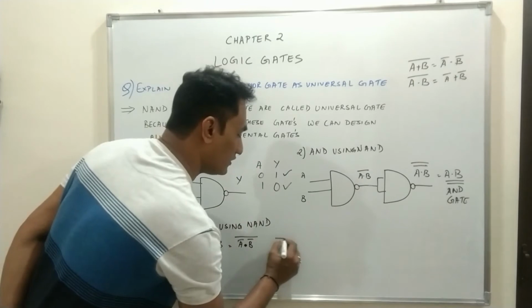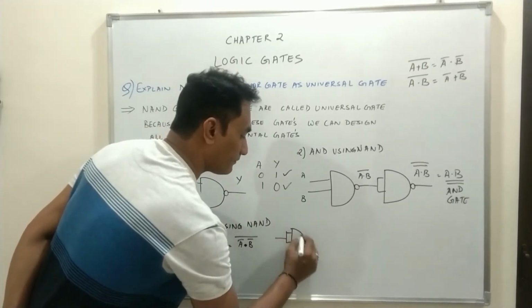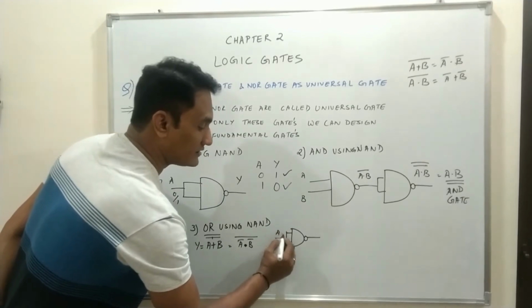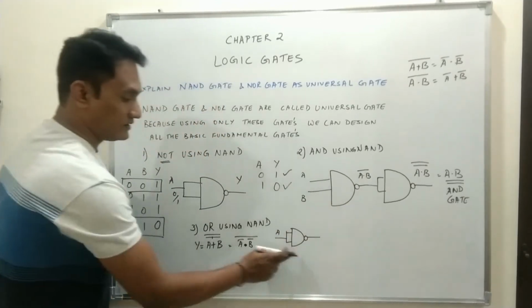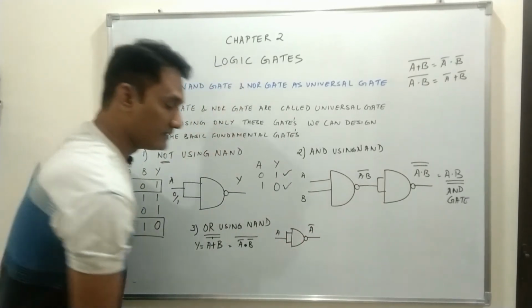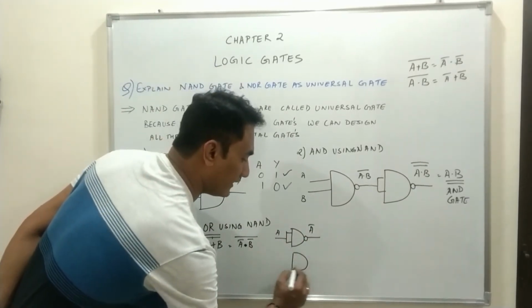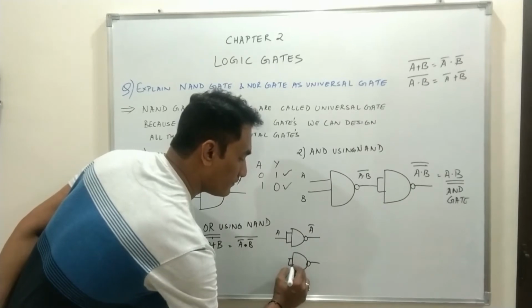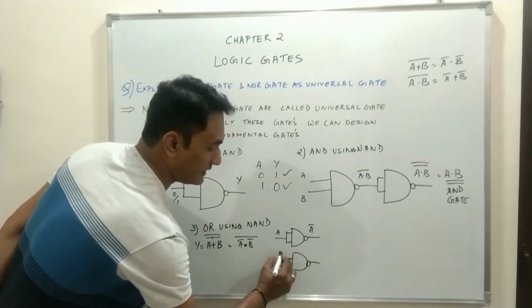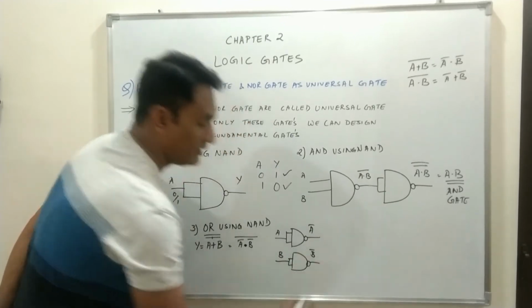So what you have to do is take a NAND gate and short the two input terminals. So if this is A, of course this is a NOT gate, so it will work as A complement. Similarly, take one more NAND gate, connect the two inputs, this becomes a NOT gate, so this is B and this will be B bar.